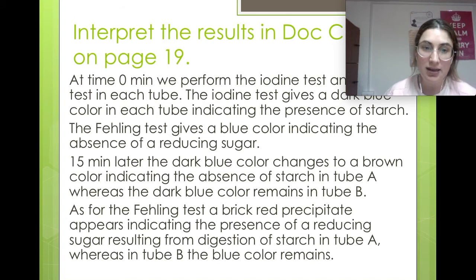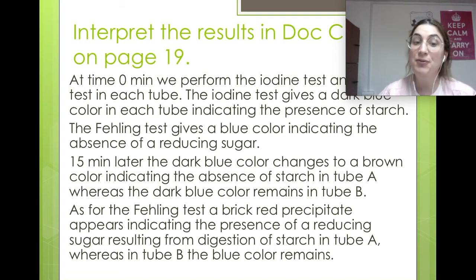So, at time 0 minutes, we perform the iodine test on each tube. The iodine test gives a dark blue color in each tube, indicating the presence of starch. The Fehling test gives a blue color, indicating the absence of a reducing sugar. 15 minutes later, the dark blue color changes to a brown color, indicating the absence of starch in tube A, whereas the dark blue color remains in tube B.